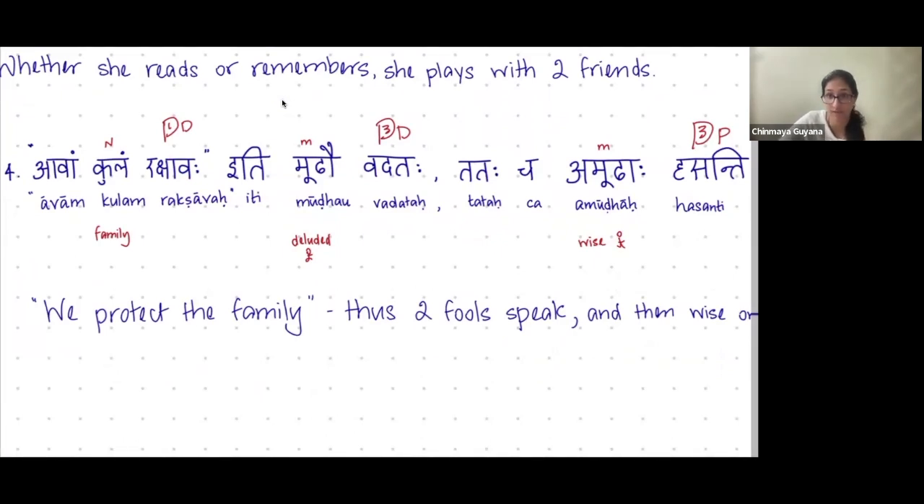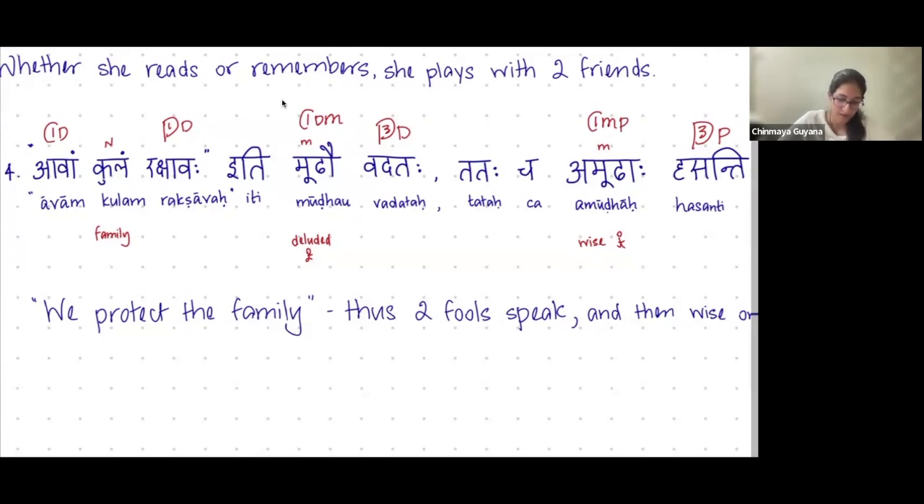What is the subject for Rakshavaha? Rakshavaha is avam, first case dual. No gender for I or we. Avam Rakshavaha. What is the subject for Vadattaha? Vadattaha, we're looking for a dual subject. Mudho, first case dual masculine. And what is the subject for Hasanti? Hasanti, we're looking for a plural subject. Amudhaha. Oh, not singular, plural.